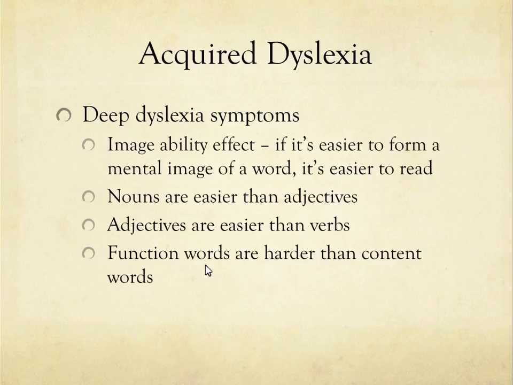And remember from a couple sections ago, that is when it's easier to read a word if we can form our mental image of that word. And so that effect tends to go away with deep dyslexia. Nouns are easier to pronounce than adjectives. Adjectives are easier than verbs, and function words are just the hardest thing because they're kind of all jumbled up.